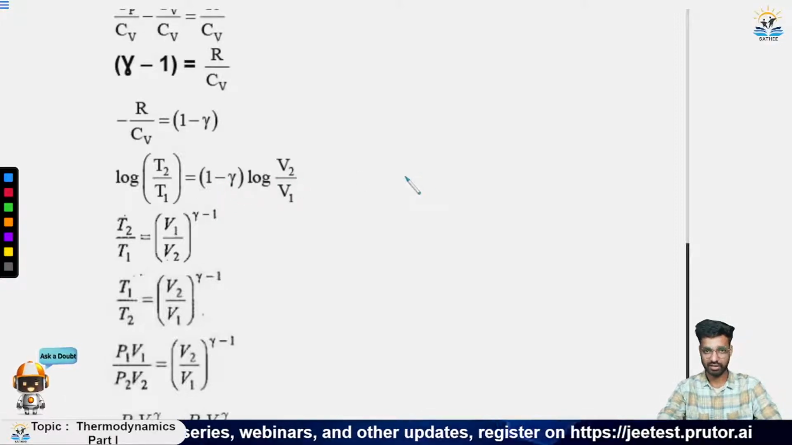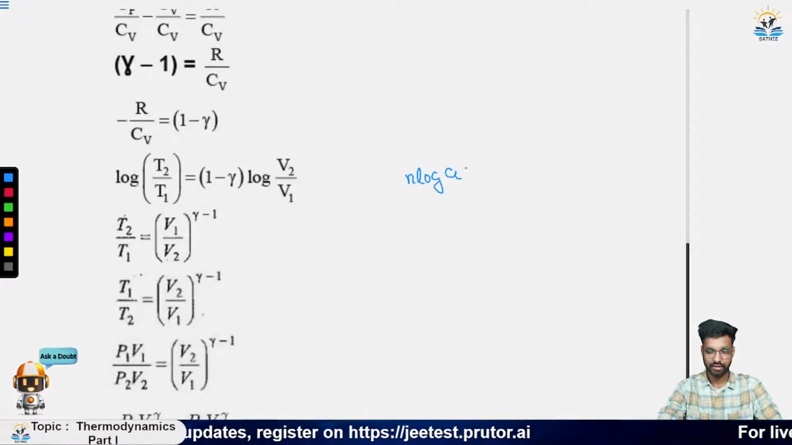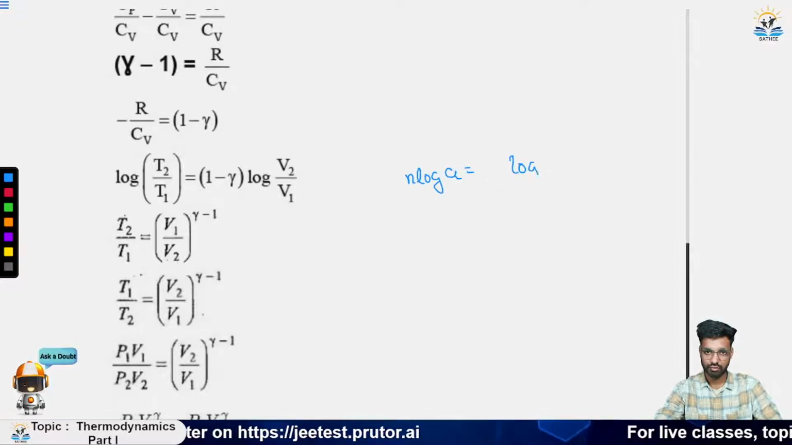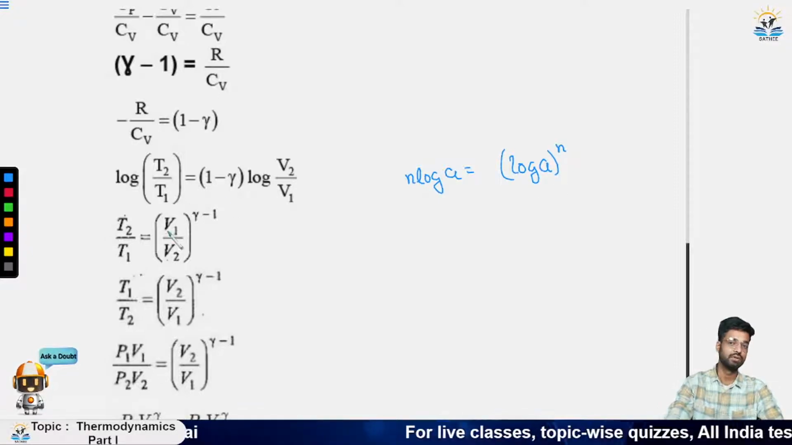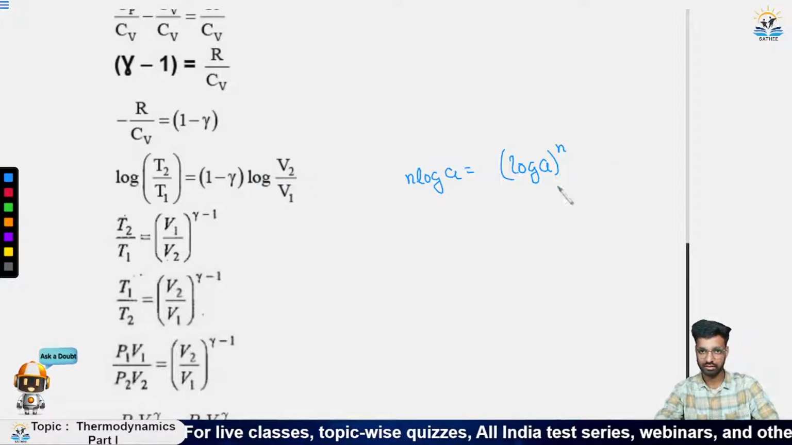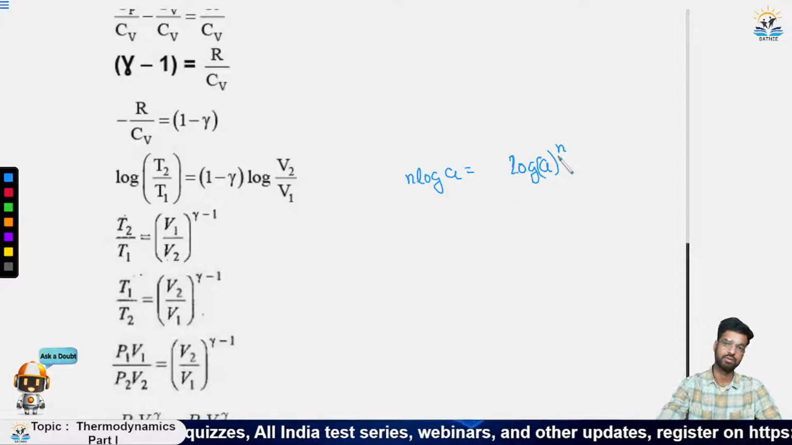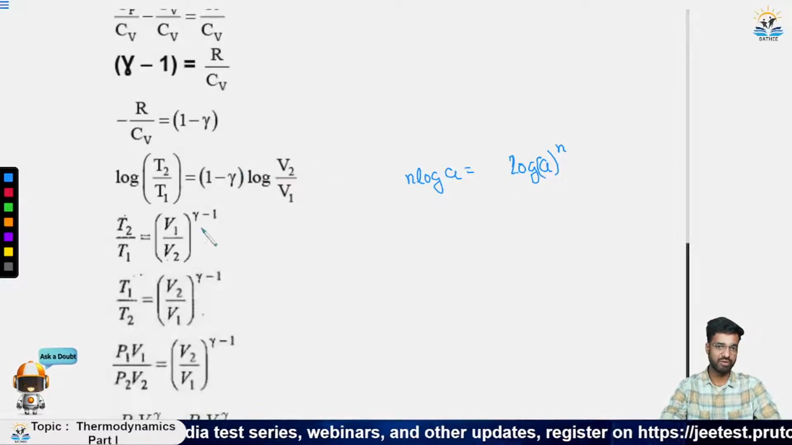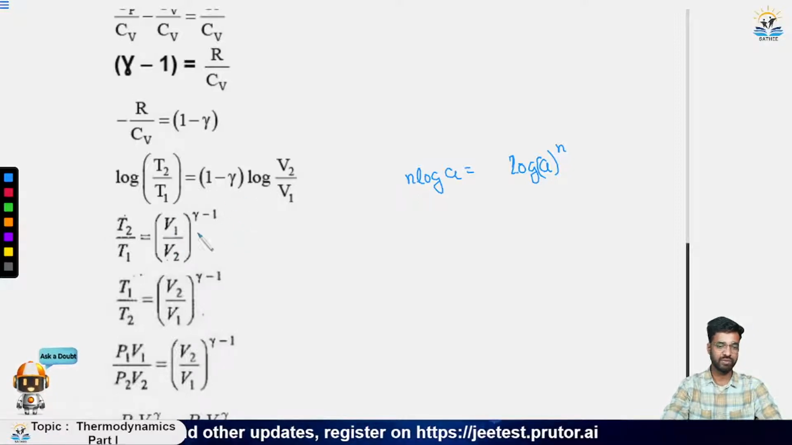Now we know the log property that n log A is equal to log A to the power n. Now we are doing the same. We are putting this V2 by V1 here, so it is log whole n. Now we are putting this V2 by V1 as gamma minus 1, then it is V1 by V2.